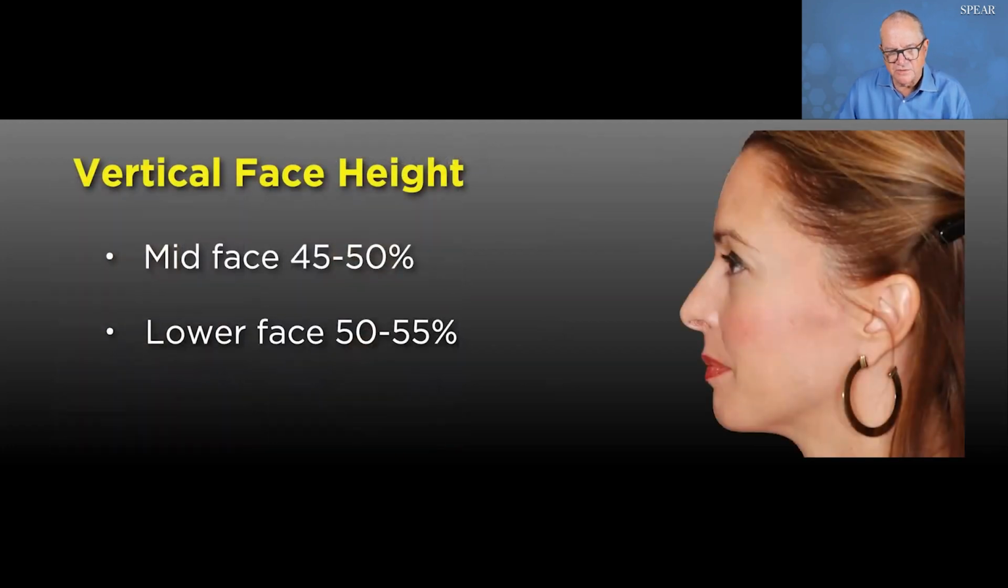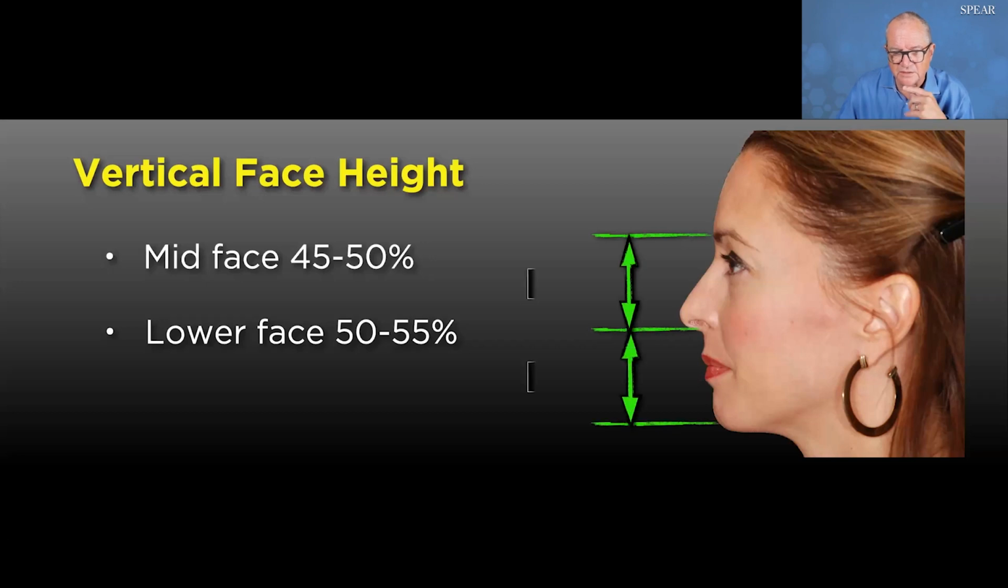And what do we do with that piece of information? With the lip at rest profile view, we go from glabella, which is right between your eyebrows, to the base of your nose, which is subnasally. We'll call that the midface. And then we go to menton, which is the bottom of your chin. And typically, an average midface is 45 to 50%. An average lower face is 50 to 55% of the total.